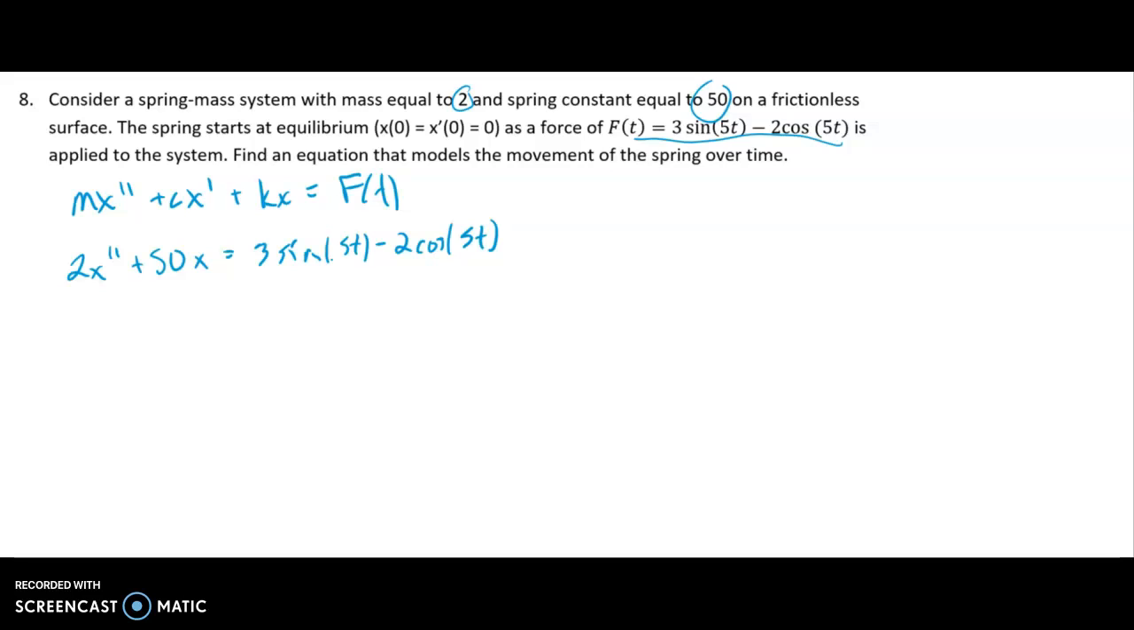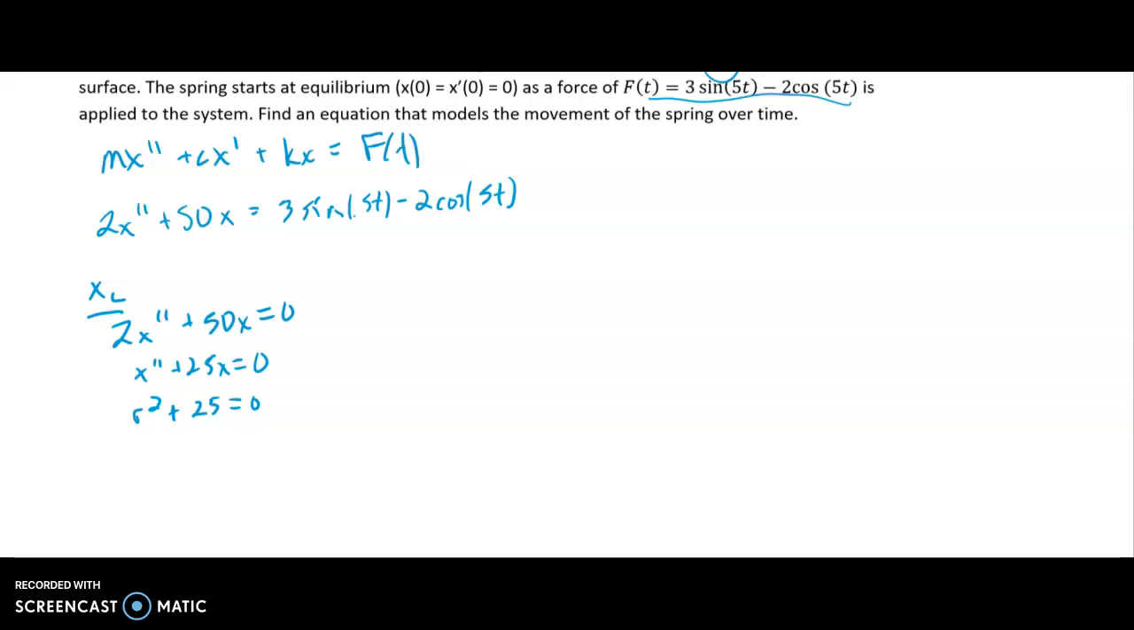The first thing we're going to do is find xc. For xc, we just do 2x double prime plus 50x equals 0. I can divide that by 2. X double prime plus 25x equals 0. You should see that that gives us an r squared equation of r squared plus 25 equals 0. If I move that over and square root, I get the square root of a negative number. So that gives me r equals plus or minus 5i.